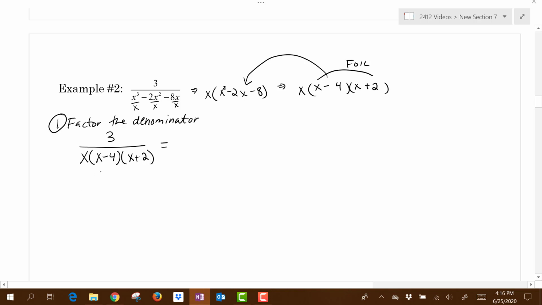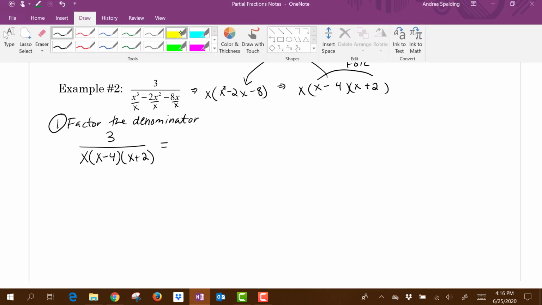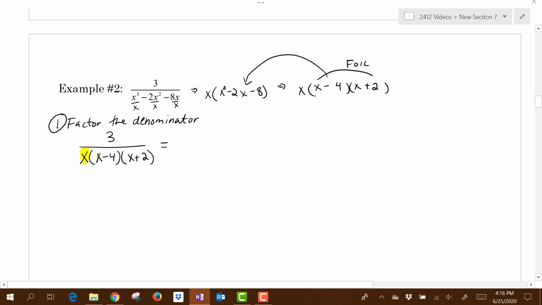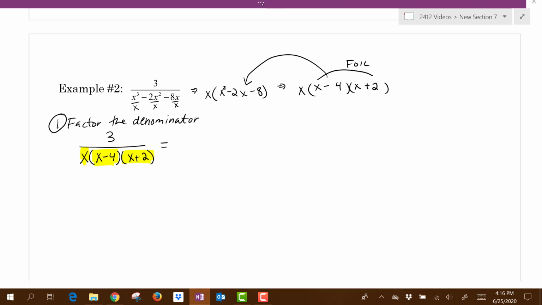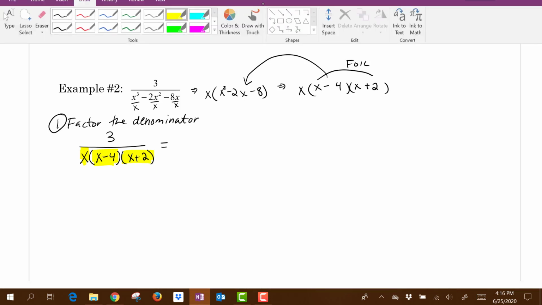Alright, we notice that each of those factors is linear. So x to the power of 1, x minus 4 to the power of 1, x plus 2 to the power of 1. And they are only there one time. So this is a non-repeated linear factor problem, which we would call type 1.